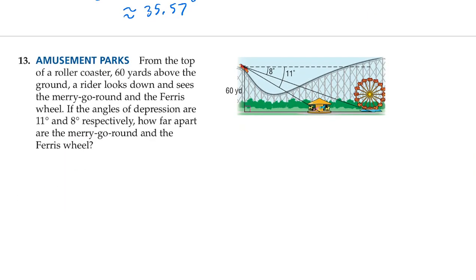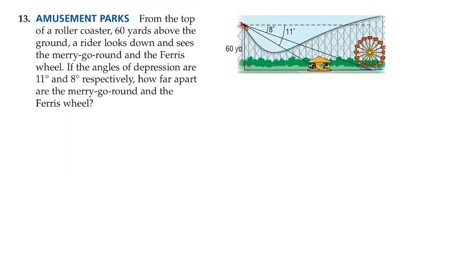All right. Let's see, amusement parks. From the top of a roller coaster, 60 yards above, so we're at the top of the roller coaster, 60 yards up high, the rider looks down to see a merry-go-round. And so two separate things. We already did a problem like this with the two boats, right? And it's asking how far apart they are. The big idea here is you have two separate triangles. You have this one that's 60 and the angle of depression from the horizontal is 8 degrees.